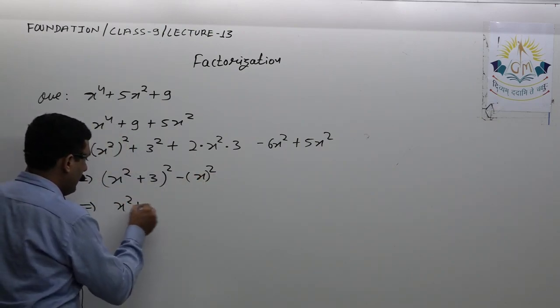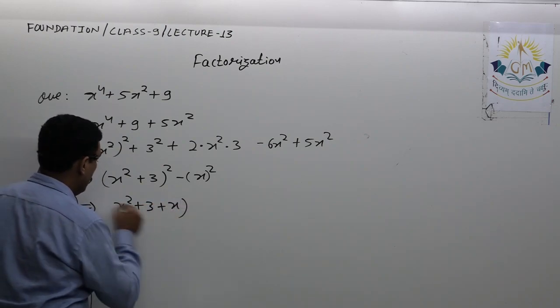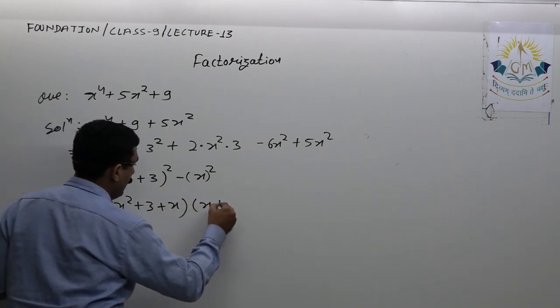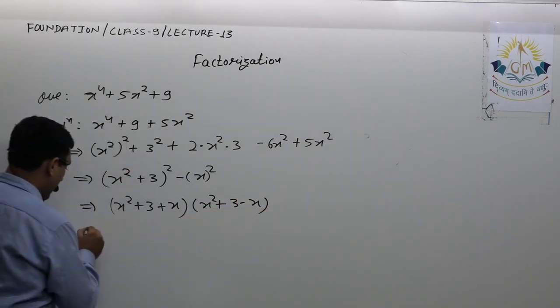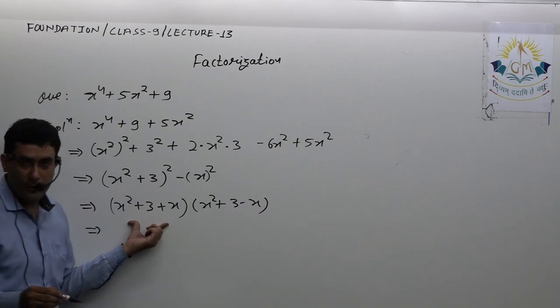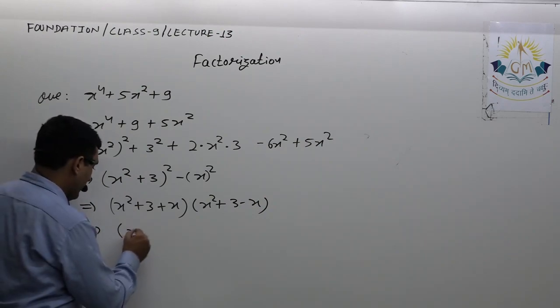A square minus b square, so a plus b into a minus b. Now again these two are quadratic expressions. So first I write them in the standard form.